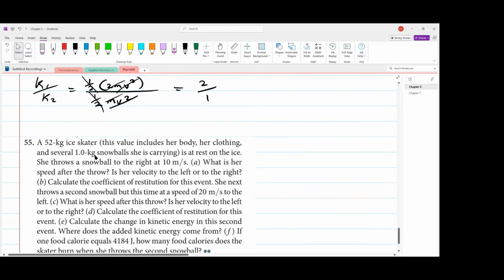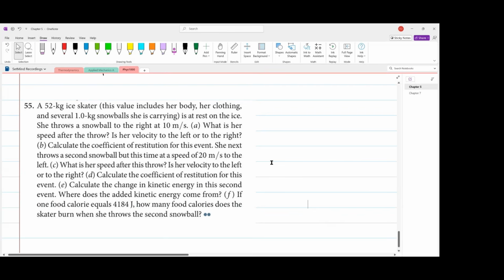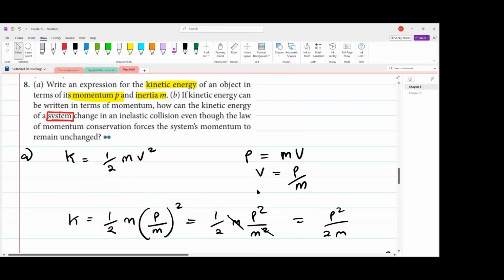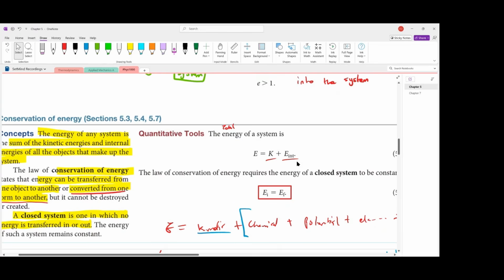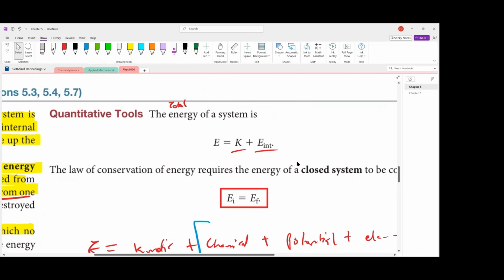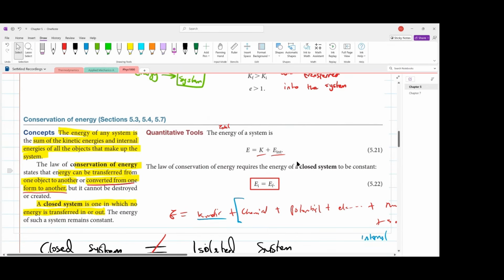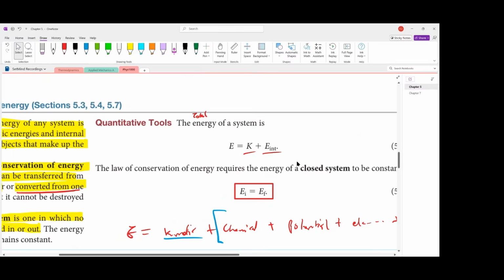We can now look at this one, which is actually, let's call it, the main event of this chapter. Okay, so before we look at this question, I want you to just recall or revise that the total energy of a system is given by what? Kinetic energy plus internal energy, right? And in a closed system, this is conserved, which means there's no change.